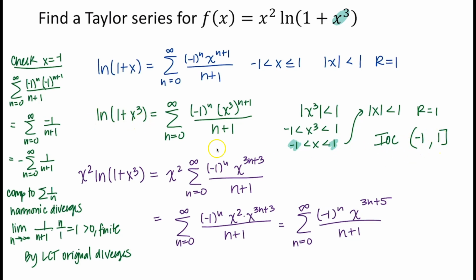So that does make sense in terms of representing the original function. So now this was my interval of convergence for natural log of 1 plus x cubed. Now the next question is, what about this x squared? Does that change anything? No, since x squared is a polynomial, it's not going to affect our interval of convergence. So for the final answer, the interval of convergence is still -1 not included to 1 included.